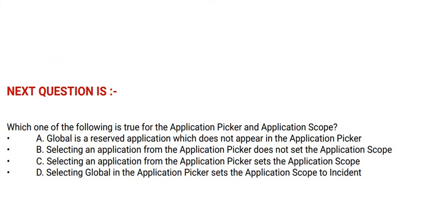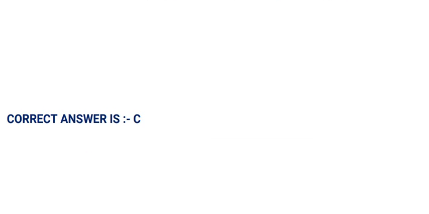Next question is, which one of the following is true for the application picker and application scope? Option A, global is a reserved application which does not appear in the application picker. Option B, selecting an application from the application picker does not set the application scope. Option C, selecting an application from the application picker sets the application scope. And option D, selecting global in the application picker sets the application scope to incident. And the correct answer is option C.